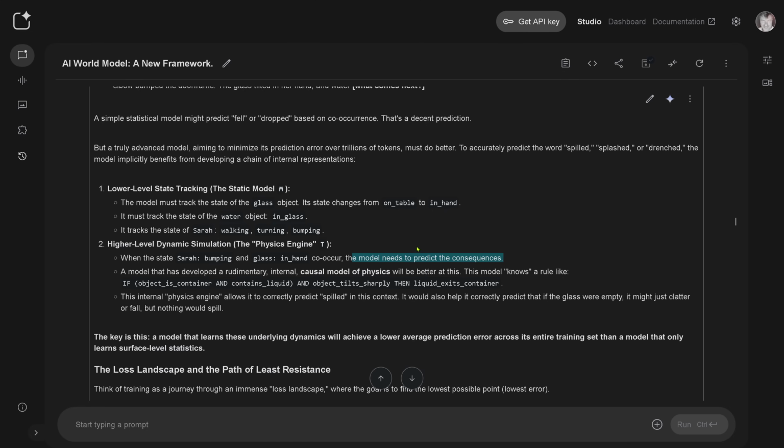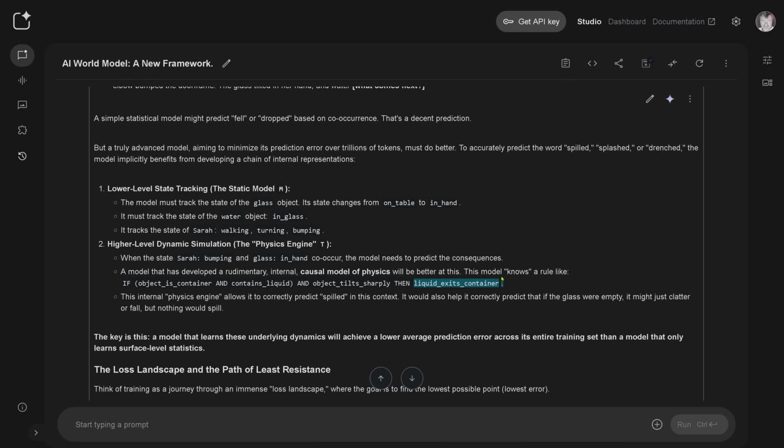Let's see how the AI interpreted this. The AI tells me a model that has developed a rudimentary internal causal model of physics will be better at this. Yes, of course, if the AI would have the theoretical understanding here of physics, of all the laws, it could predict it, but it does not have this. The AI goes on, the model knows a rule like, if object is container and this object contains a liquid, and the object tilts sharply, then the liquid exits the container.